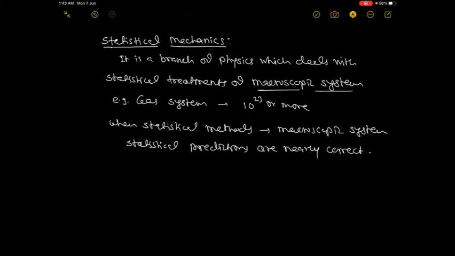It means it not only gives the information of the actual behavior of the system, but that of greatest possibility. Hence, the predictions made by such methods are nearly correct for the macroscopic system. Then we see classical statistic.